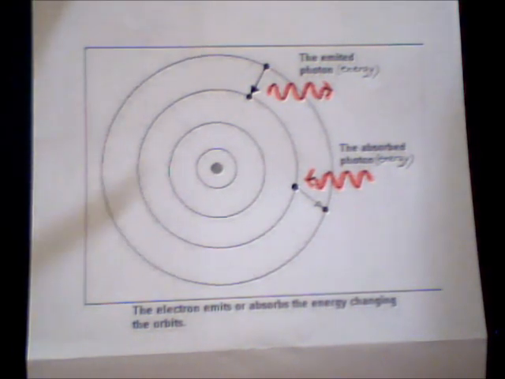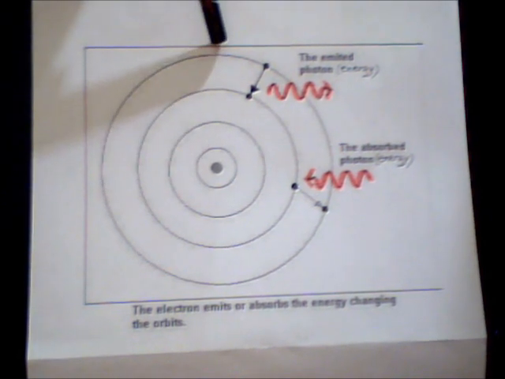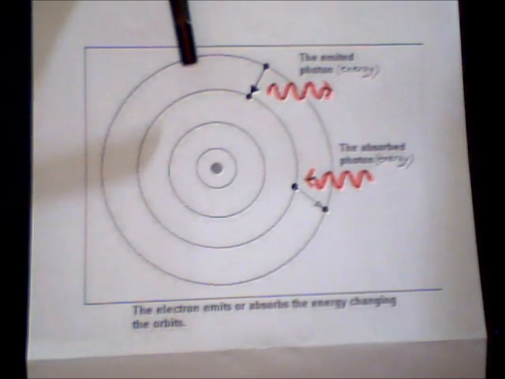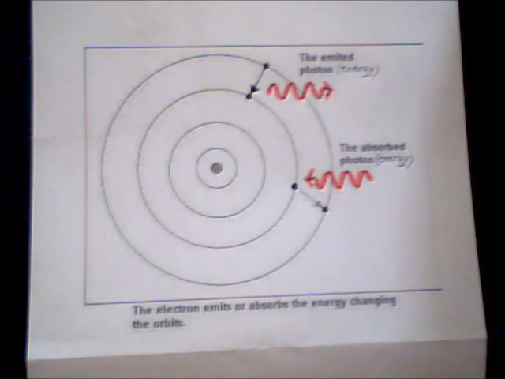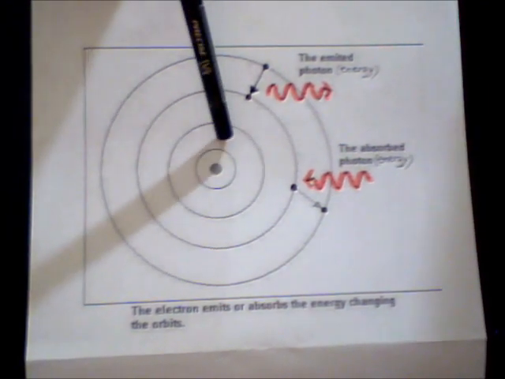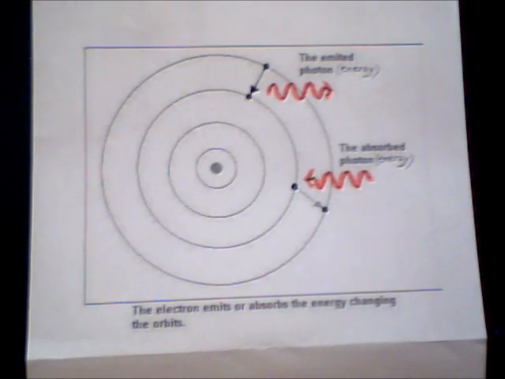So if I have an element that has a lot of energy already in it, and I excite the electrons in there, when they jump down to lower and lower energy levels, they're going to release more and more energy, or more and more colors from our rainbow, from our Roy G. Biv. And that's what you're going to see in class.